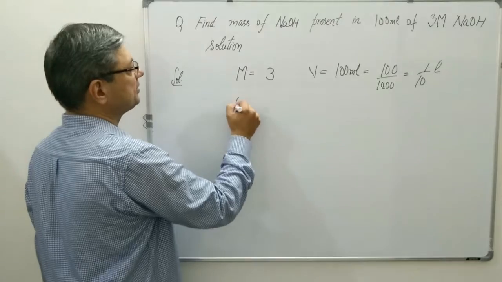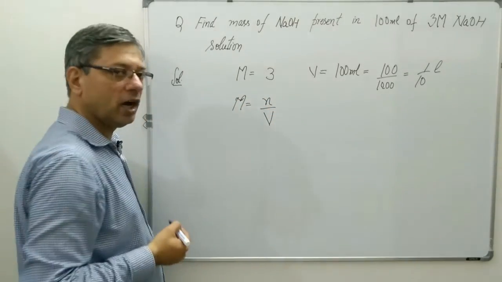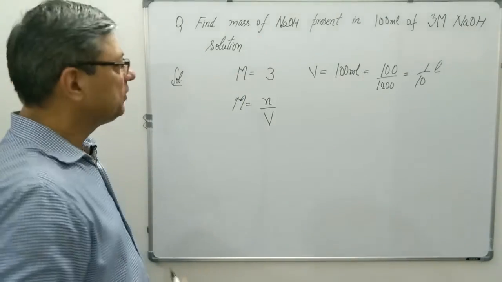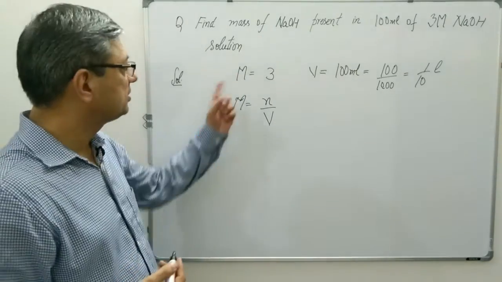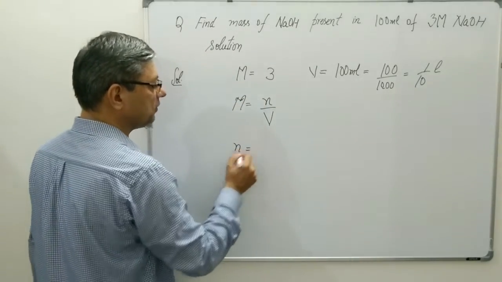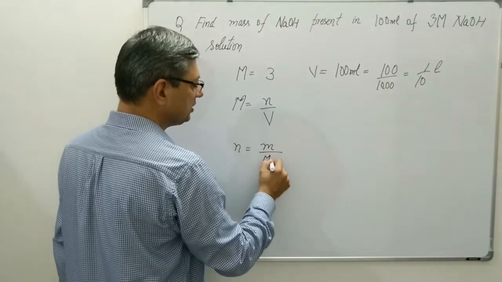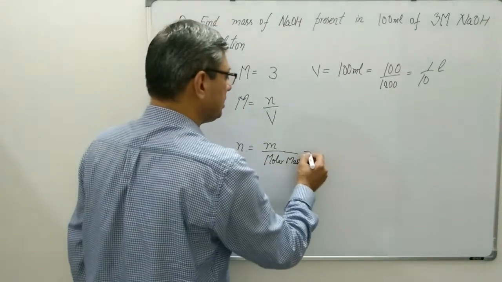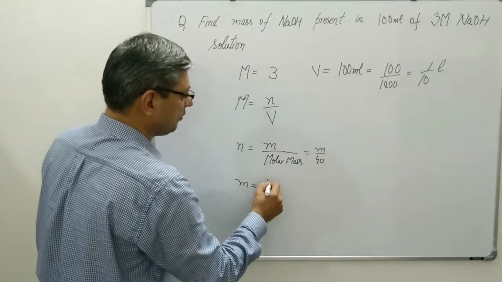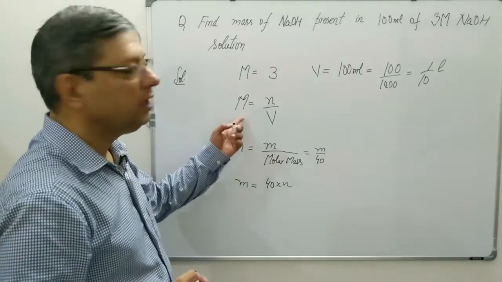Now we will look at the formulas. M has a formula N upon V, number of moles of solute upon volume in liters. We have to find the mass of NaOH. So we have to look for another formula because we cannot calculate mass from here. Now we have the formula of number of moles equal to given mass upon molar mass of NaOH. Molar mass of NaOH is 40, so M upon 40. So mass of NaOH will be 40 into N. We have to find out N. N we can find from this formula.